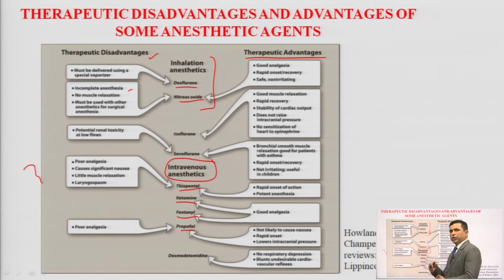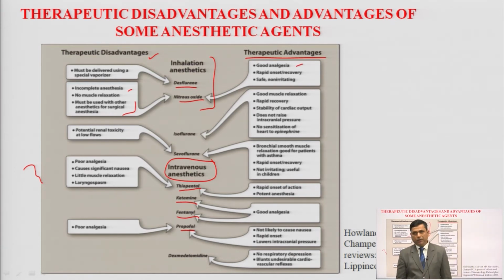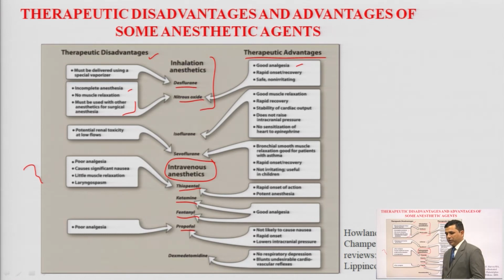So, this is the disadvantage of nitrous oxide. As I have already told, we use these general anesthetics in combination with other drugs, and it must be used with other anesthetics for surgical anesthesia. The therapeutic advantages of nitrous oxide are good analgesia, rapid onset and rapid recovery, and it is safe, so we can use it as a general anesthetic.